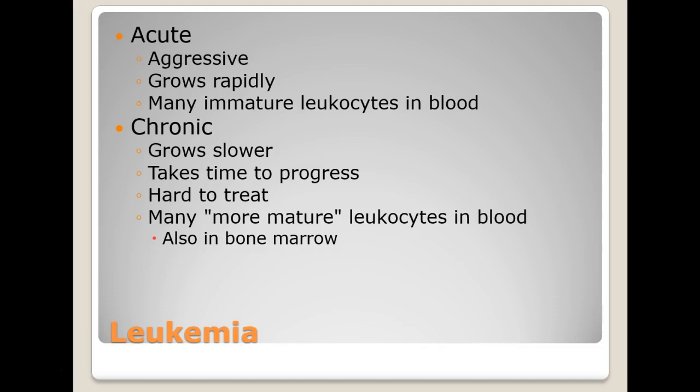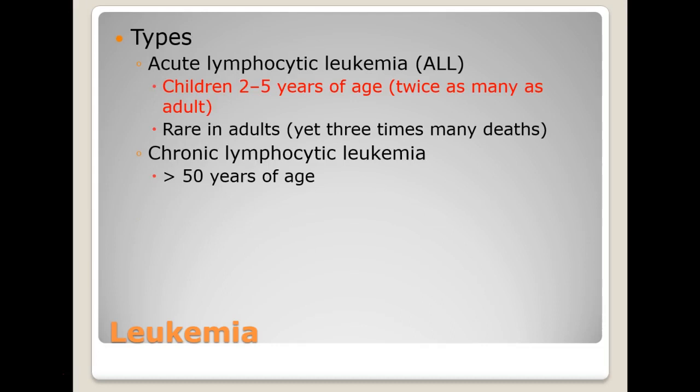In hematology, you've heard us talk about acute lymphocytic leukemia. We have chronic lymphocytic leukemia. And there's quite a difference as to how they present themselves. So acute is usually aggressive. It grows very rapidly, and we see many immature leukocytes in the blood. Chronic is very slow. It takes a long time to progress, and it's much more difficult to treat. We see a lot more of the mature leukocytes in the blood with that one.